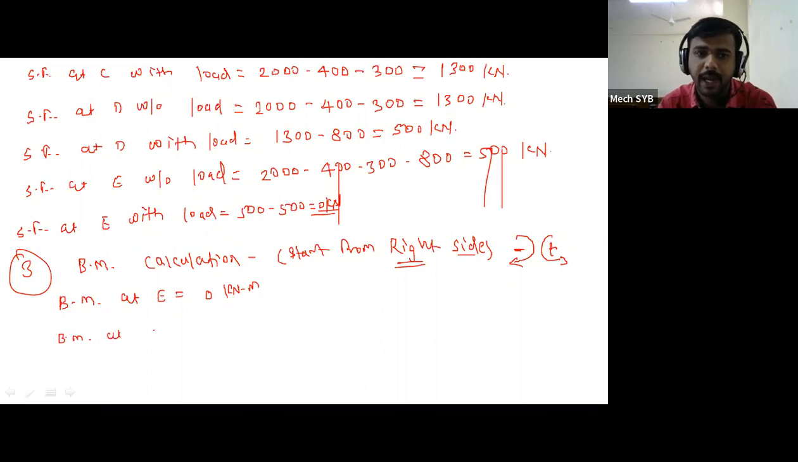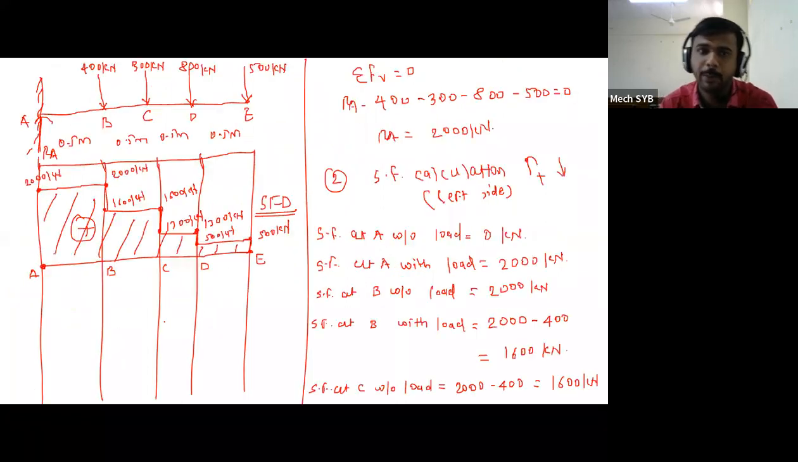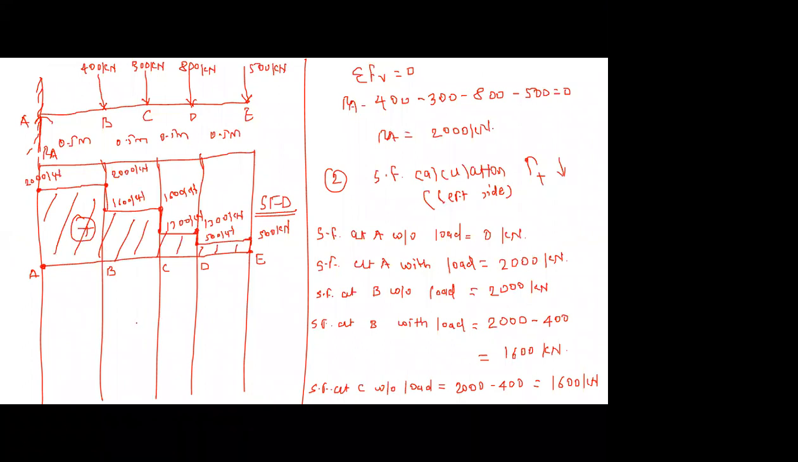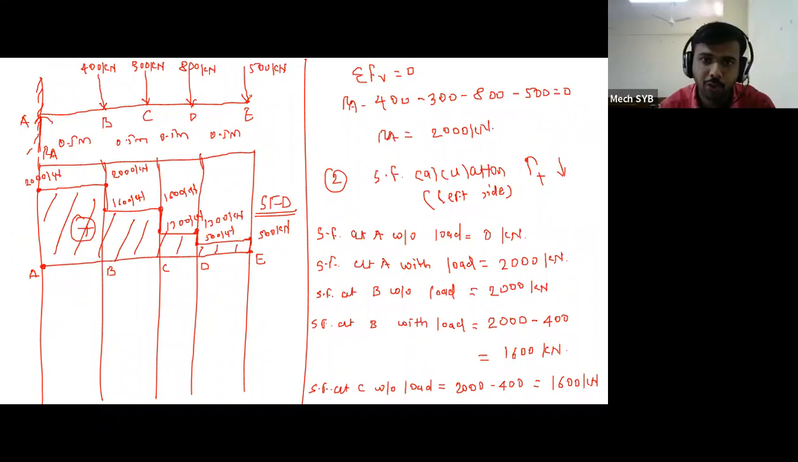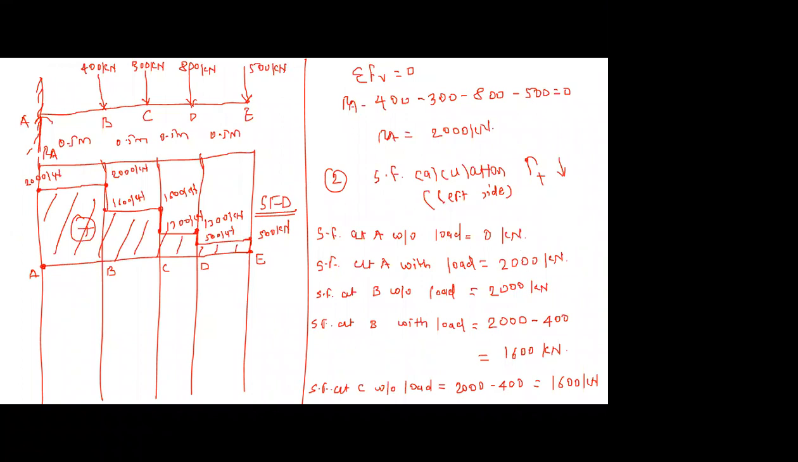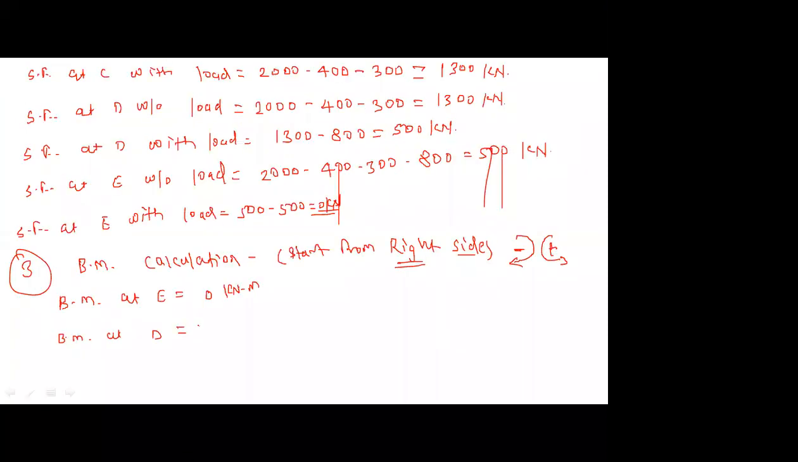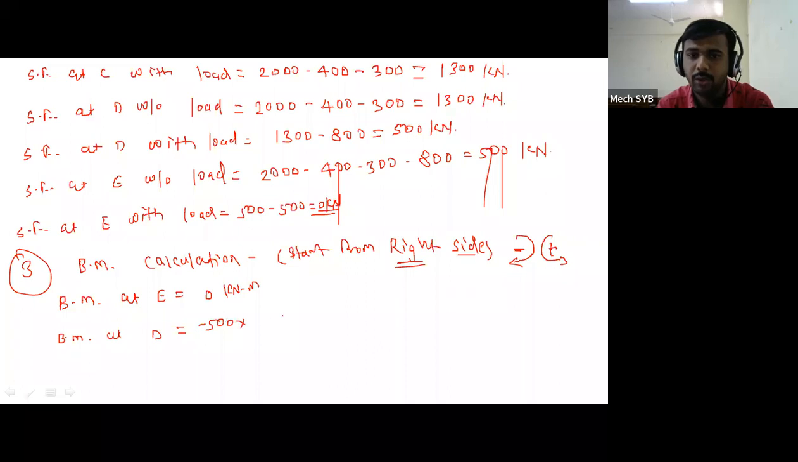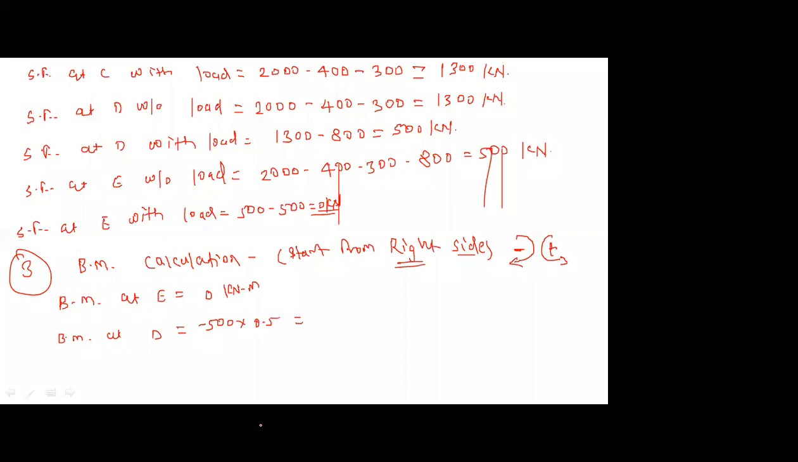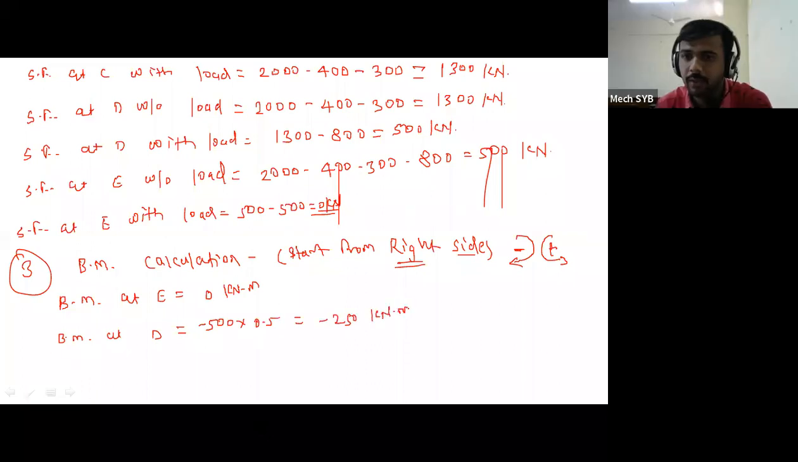BM at D. Now tell me how many forces are present to the right side of the point D? कारण आपण right side पासून start करतो. One. Only one. Okay. And now this force is rotating clockwise or anti-clockwise? Clockwise. Clockwise आपल्याला काय घ्यायचं तर निगेटिव्ह का पॉझिटिव्ह? Negative. Therefore, minus 500 into 0.5. Tell me this answer. Minus 250. Minus 250 kilonewton meter.